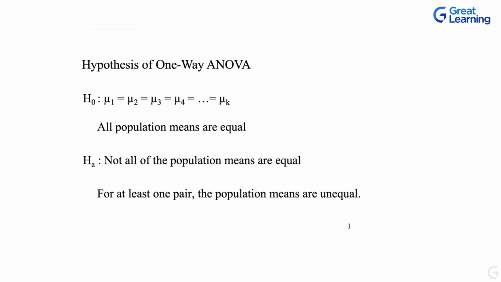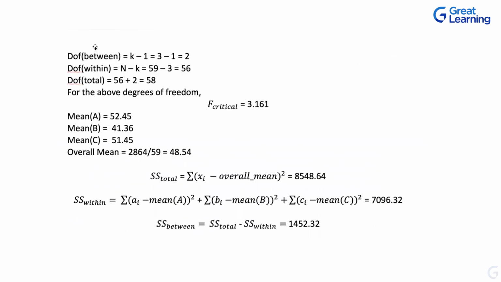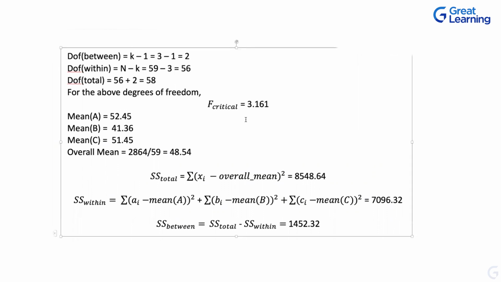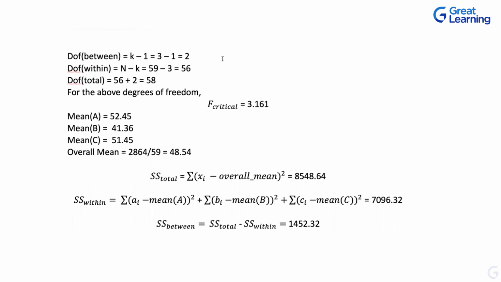We'll do that here. So degrees of freedom between: k minus 1 is equal to 3 minus 1, which is equal to 2. K is nothing but the number of samples, right? You have A, B, C, 3 groups. So 3 minus 1 is 2. That is degrees of freedom between.